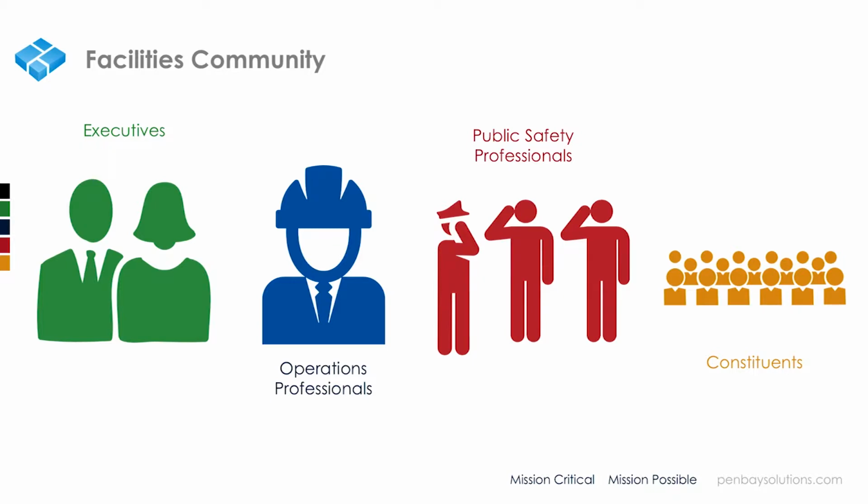And then, of course, the constituents, they have a very different need for information and a different way of accessing information. If they can't get it on their phone, it doesn't exist. So how do I get information about what's going on campus to my visitors, to my students, to my faculty in a way that's really easy for them to get at?